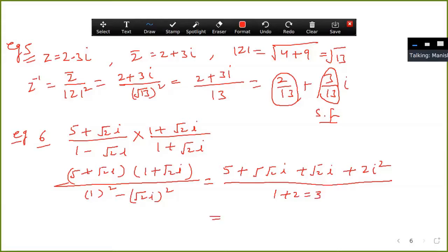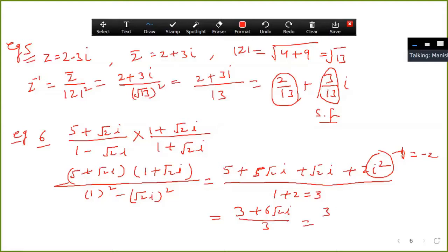In the numerator, you can see this is a 5, this is 5, and the iota square is minus 1, so put minus 1 here. So 2 into minus 1 comes out equal to minus 2. 5 minus 2 is 3. And this is 5 plus 1, 6. So we get 3 plus 6 root 2 iota upon 3.